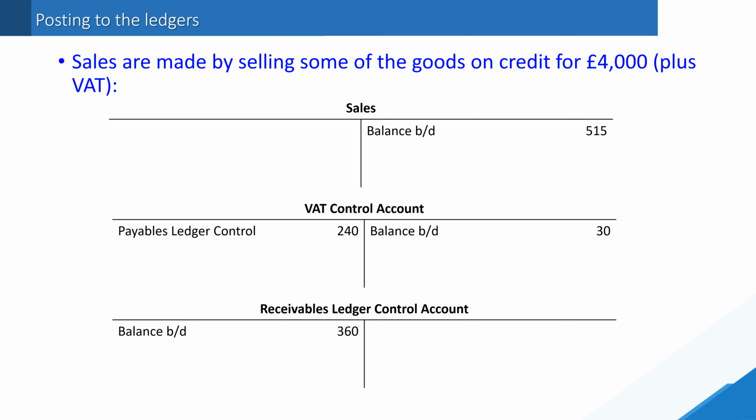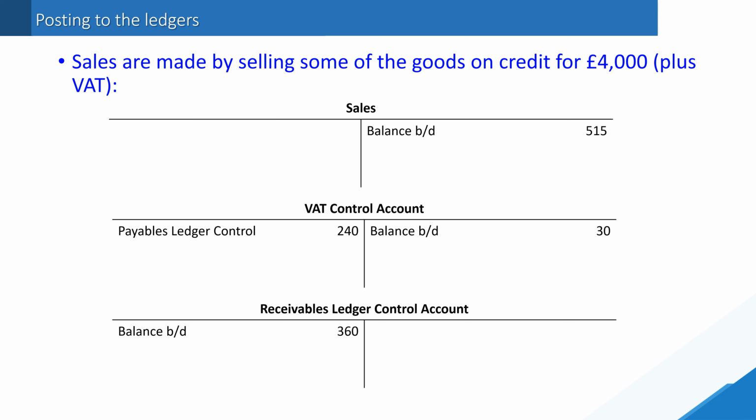The sales account captures the revenue that has been generated by the business, and there is a balance brought down in there of £515 taken from the trial balance. In the VAT account, we have the initial balance brought down, but we also have the £240 which was taken as a result of the purchase that we've previously looked at. In the receivables ledger control account, we have a debit balance of £360 taken from the trial balance, demonstrating the fact that we are owed £360 from our credit customers.